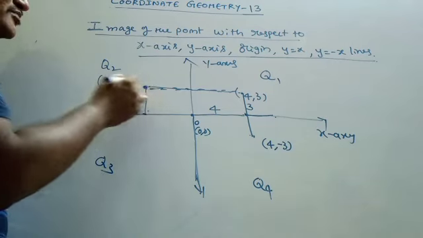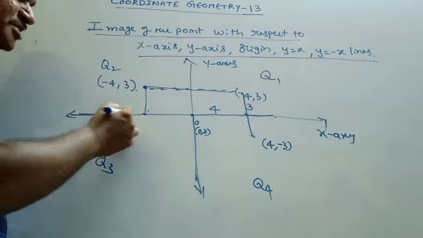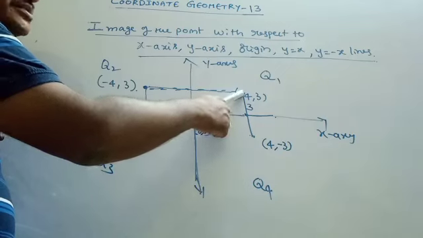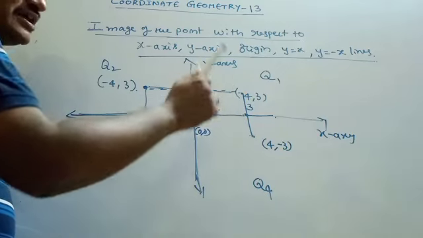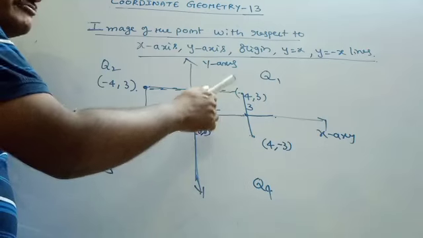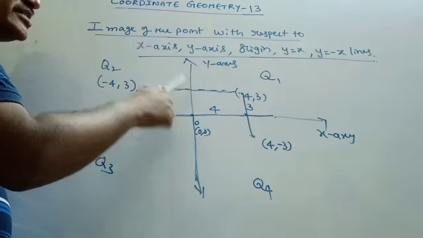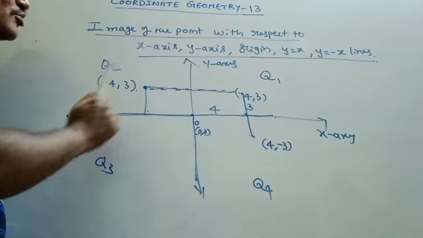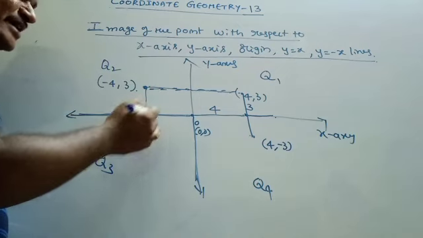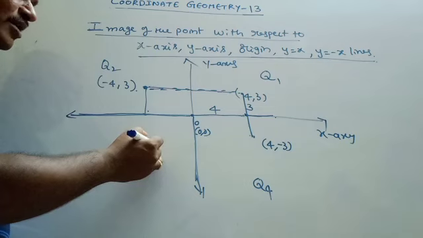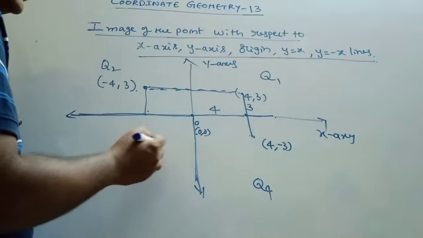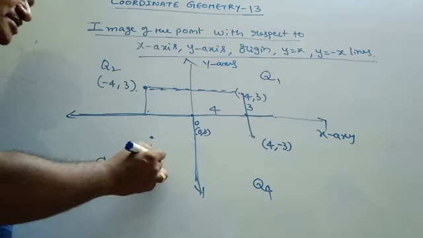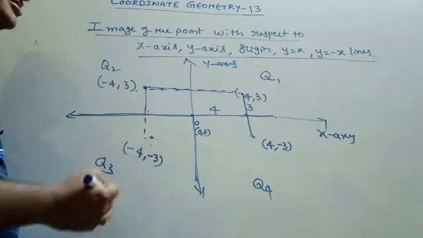Now, the image of this point minus 4 comma 3 with respect to x-axis, right. A point which is in the first quadrant, whose image with respect to x-axis will lie in the fourth quadrant, with respect to y-axis whose image will lie in the second quadrant. Now a point which lies in the second quadrant, whose image with respect to x-axis will fall on this quadrant, the third quadrant, that is nothing but minus 4 comma minus 3, like this, you will be getting here.